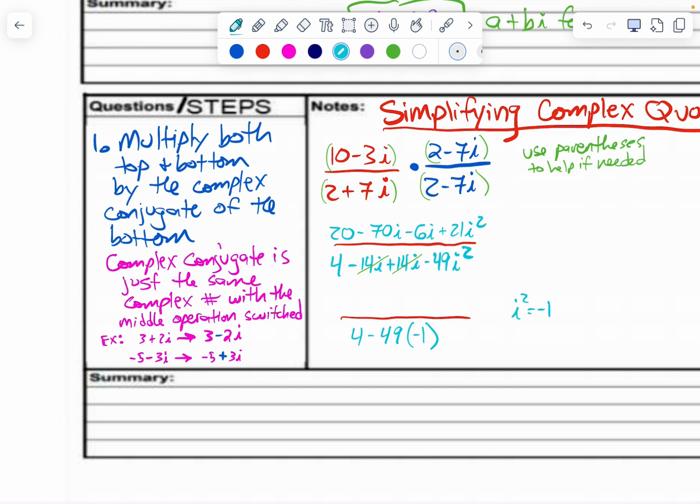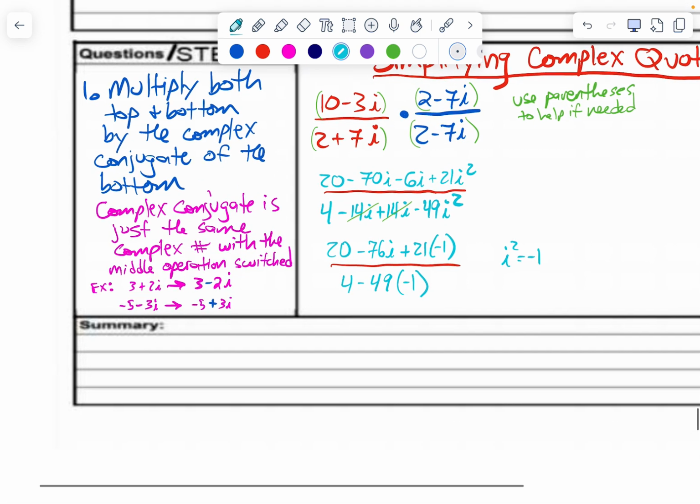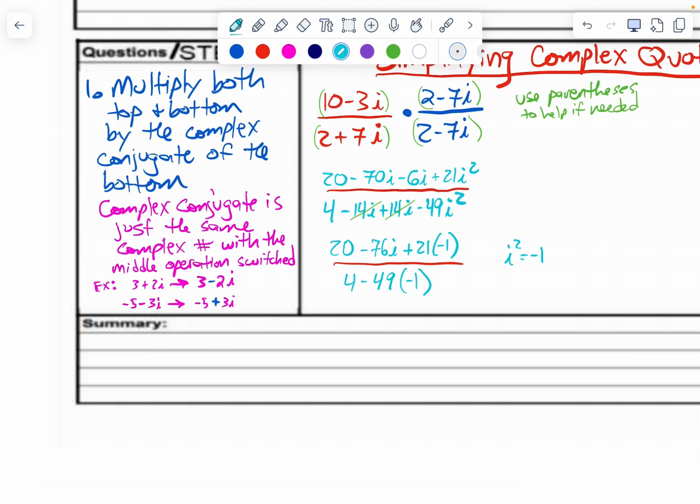In the numerator, we have our 20 minus 76i. Those i's will not, in most cases, cancel out. Okay, and then same thing, plus 21 times negative 1. All right, probably just one more line of simplifying. And it will look like what?